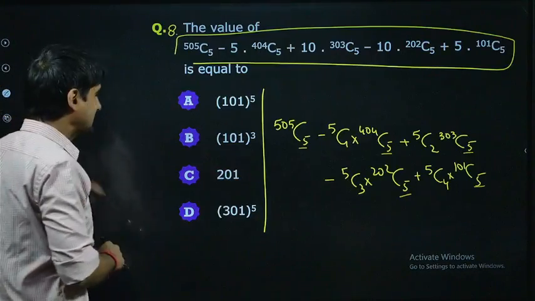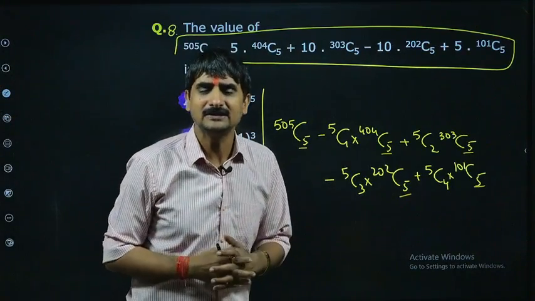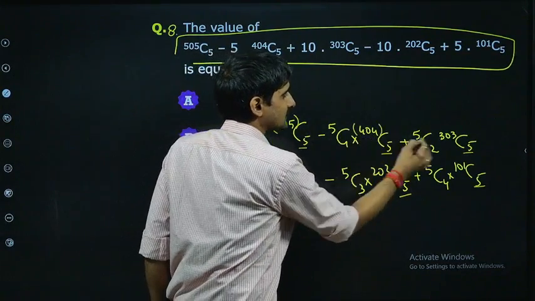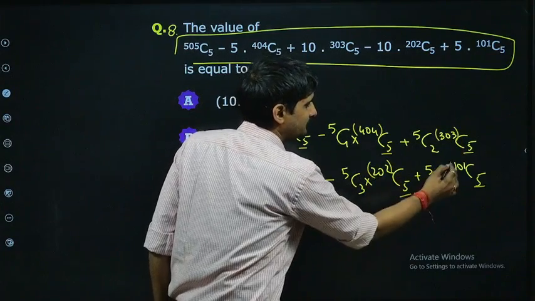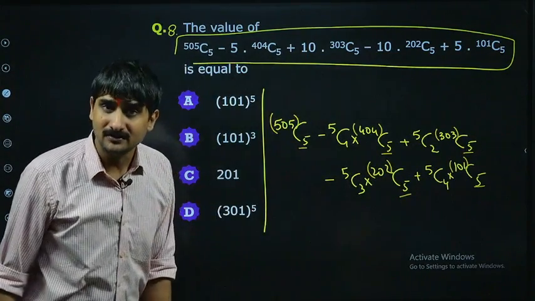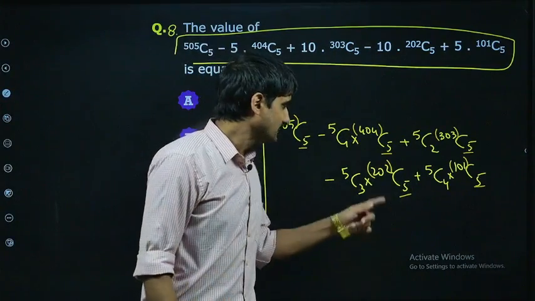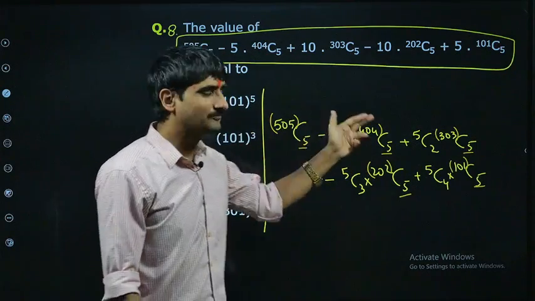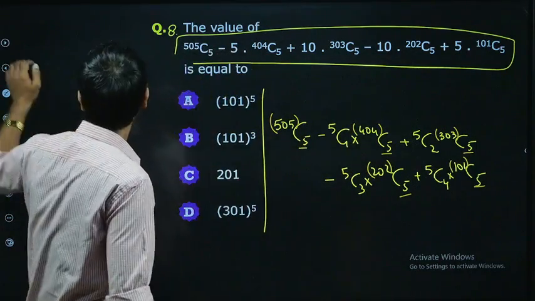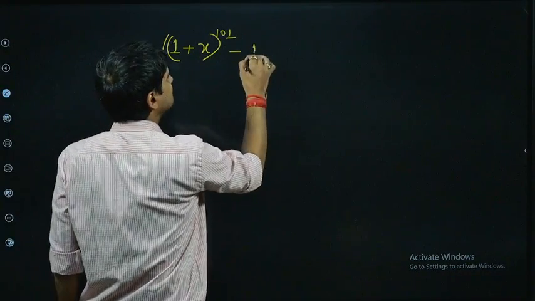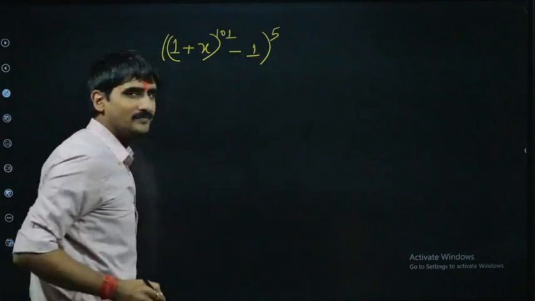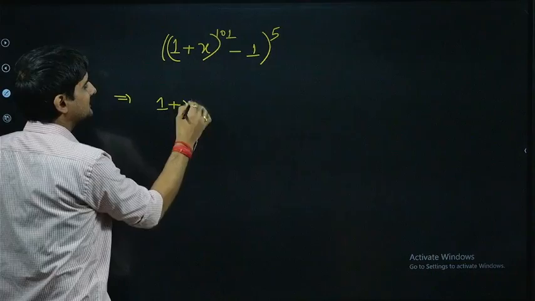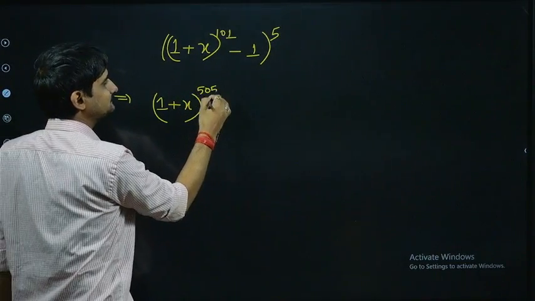Now you may ask how we can think like that. See, the simple thing is to look at the superscripts. The superscripts are multiples of 101. 101 squared will give you 202, then cube, fourth power, fifth power will give these superscripts. So I started with ((1 + x) raised to the power 101 minus 1) raised to the power 5. Now just expand it. The first term is (1 + x) raised to the power 505.